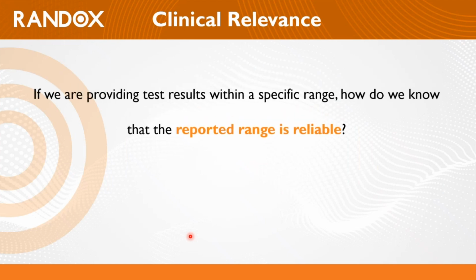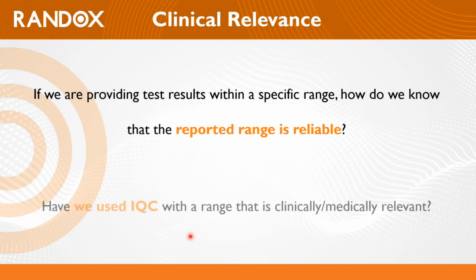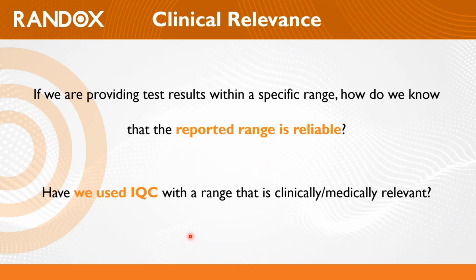Because if we are providing it, think about this, if we are providing patient sample test results within a specific range to the doctor, we are saying that this test result is within this range. How do we know that this range is reliable? Have we run QC with that range? Have we run QC with a range that is clinically relevant?